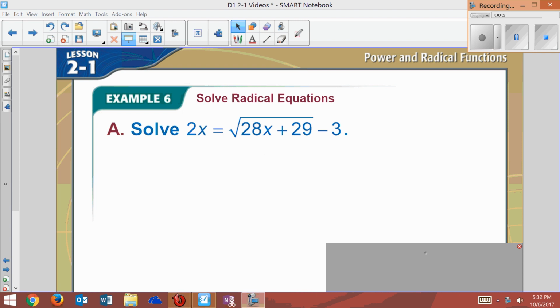And now let's look at how we solve radical equations. The first thing we want to do is isolate the radical. So this is the radical. We want to isolate it. We want to get it by itself. So I'm going to add 3 to both sides.